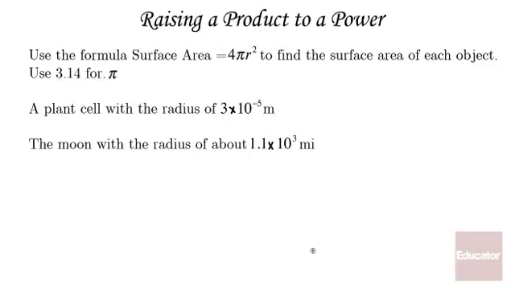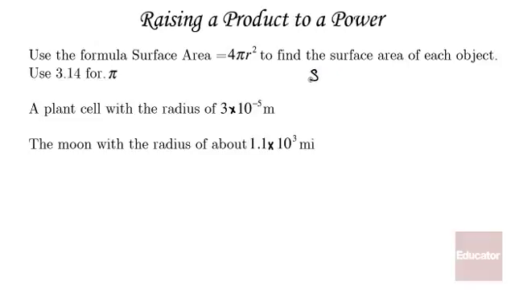Let's try raising a product to a power in a word problem. Use the formula for surface area 4 pi r squared to find the surface area of each object. We're going to use 3.14 for pi. Let's find the surface area of a plant cell with the radius of 3 times 10 to the negative fifth meters. So a very small cell.